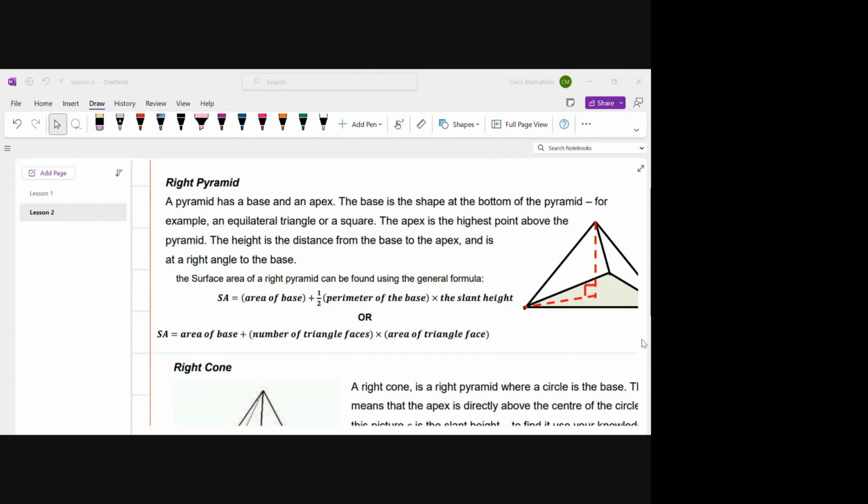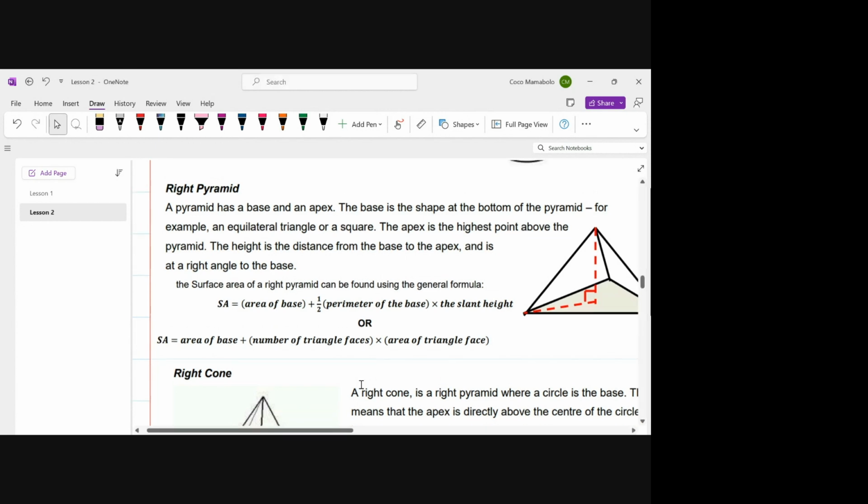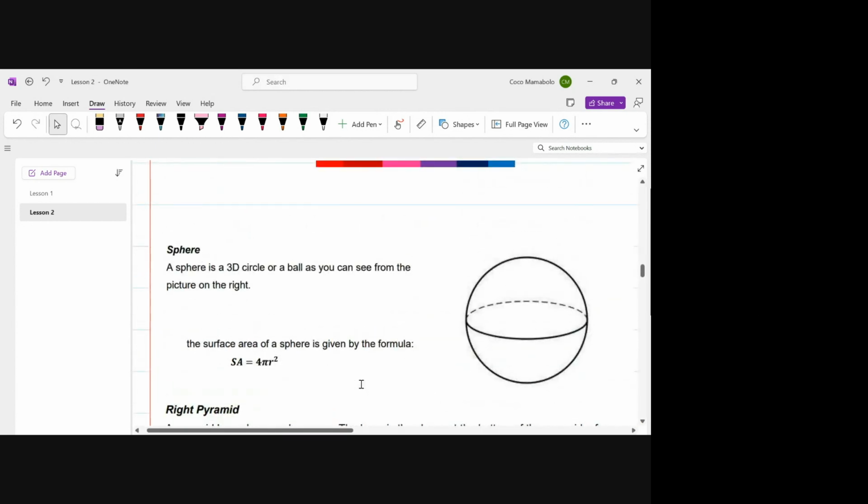Ma'am, is it not 3 pi to the power of 2? Not that I'm aware of, Larato. Let me just confirm. Hold on, let me see.